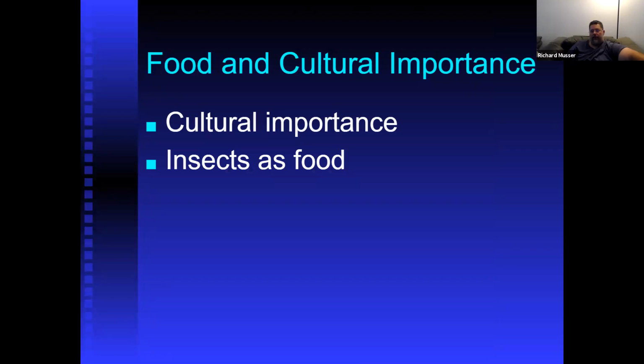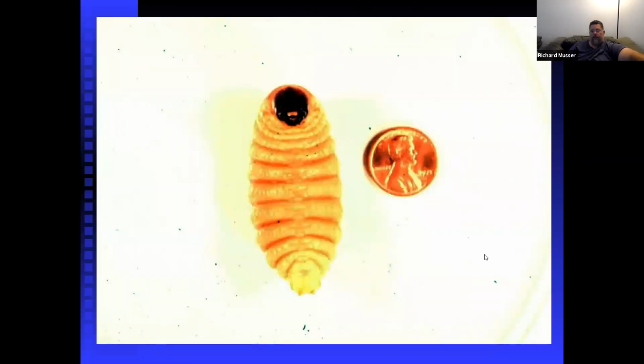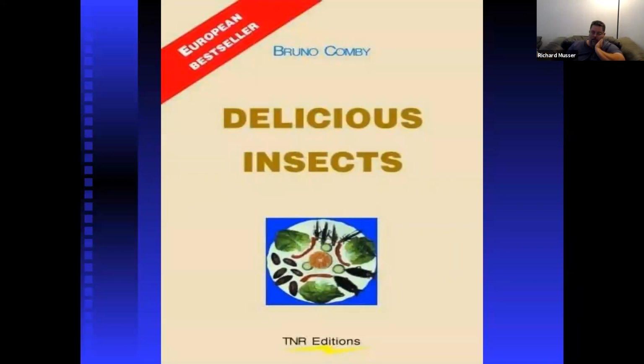Obviously insects have a cultural importance as well as for food. So this would be an example of something that would get eaten. This is a beetle larvae. They would fry these up or put them on a little shish kebab like thing and eat them. And I've tried different insects for sure and eaten some of them.